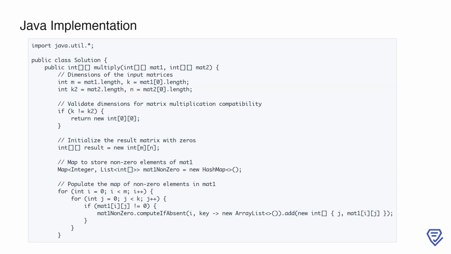Here, we begin the Java implementation of sparse matrix multiplication. First, we import the necessary utilities and define our Solution class.